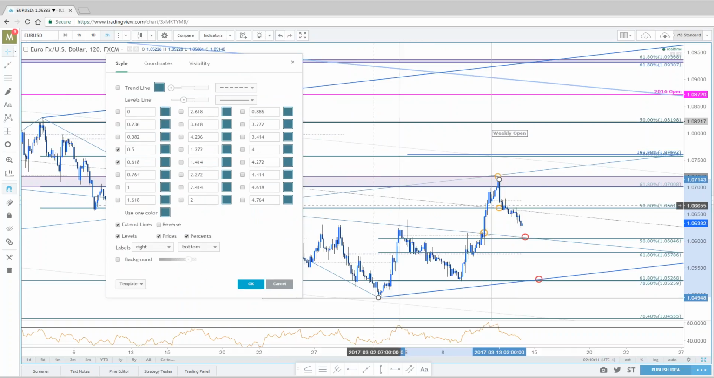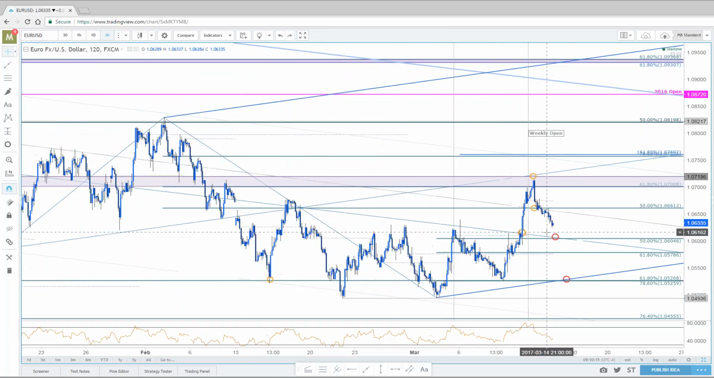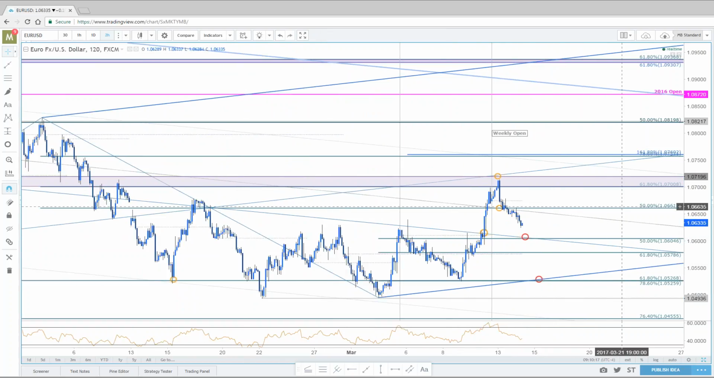Actually, that 618 comes in right at the monthly open too. So we'll leave that there. But those are sort of your near-term levels I would focus on for the euro right now.